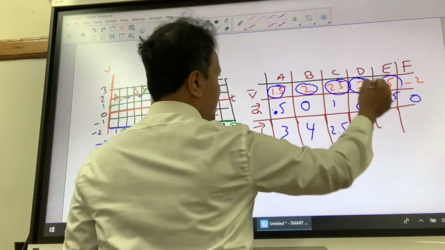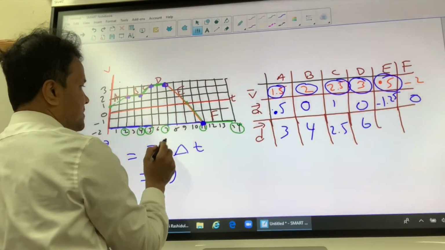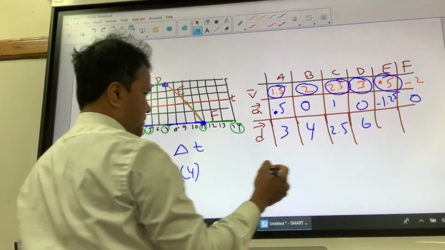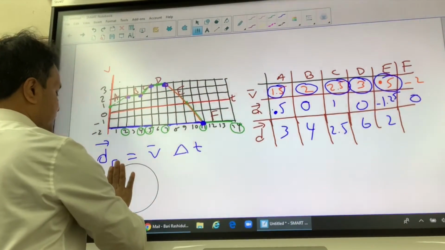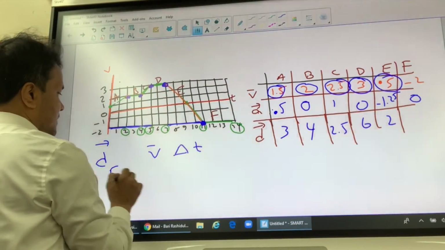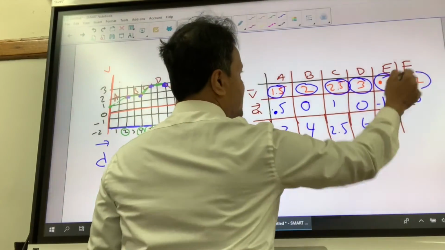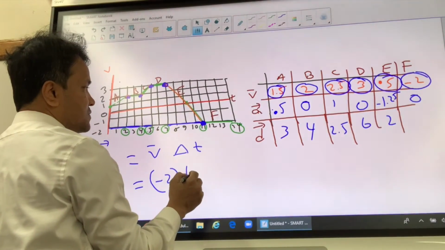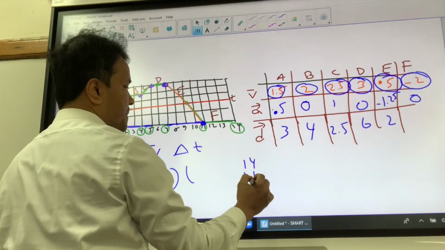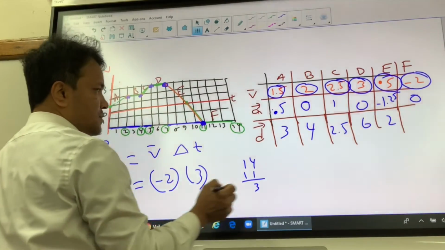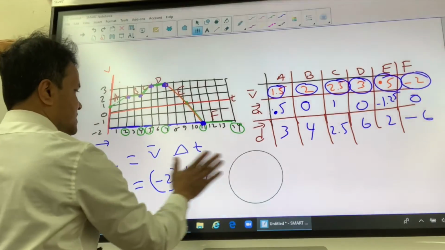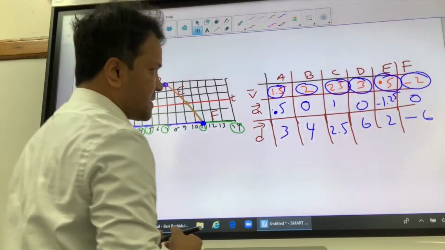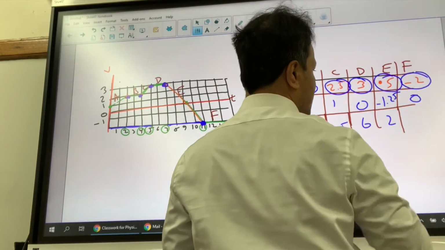Section E, average velocity is 0.5 and elapsed time is 4, so it's 2. Section F, average velocity is negative 2 and elapsed time is 14 minus 11, so 3, so negative 6. Okay, so this is our displacement. Let's find the total displacement. I'm going to write the total displacement over here.